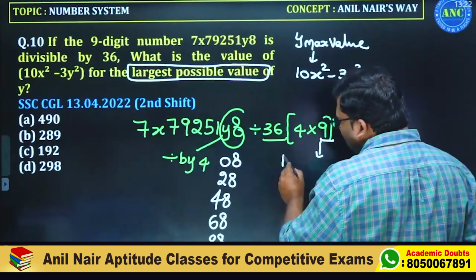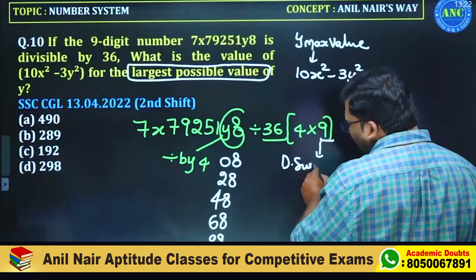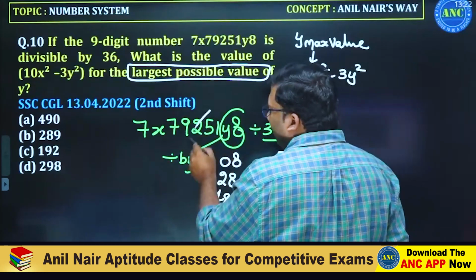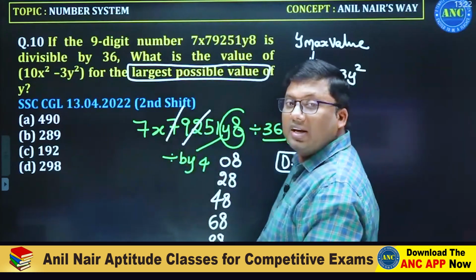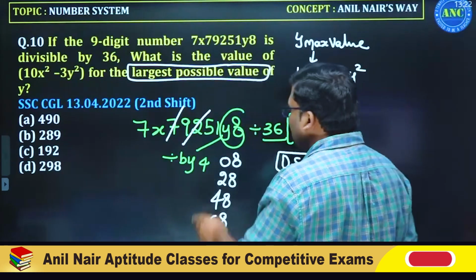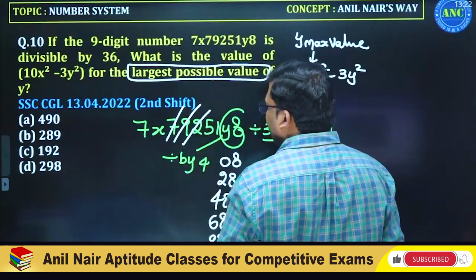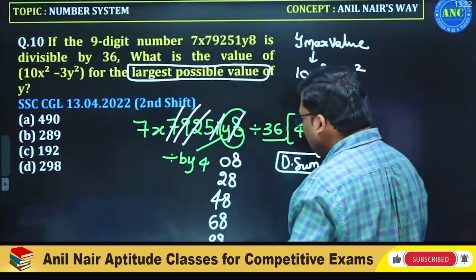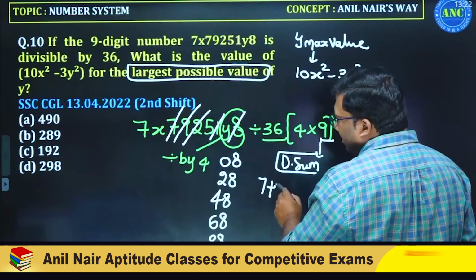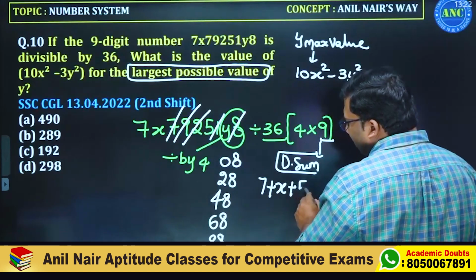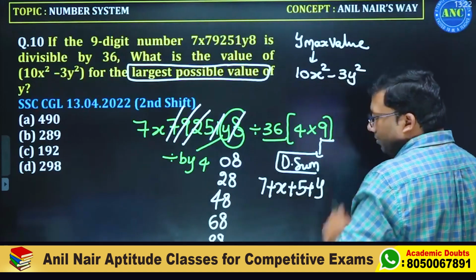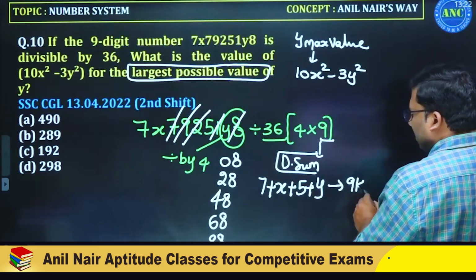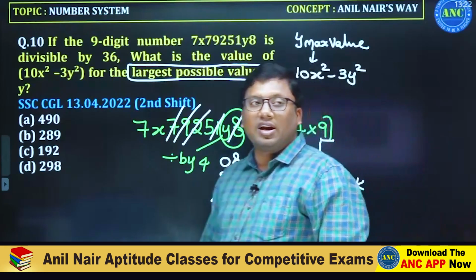Divisible by 9 means the sum of the digits should be divisible by 9, or the digital sum should be divisible by 9. Wherever the sum of the digits is 9, cancel it out. 7 plus 2 is 9. Here also it is 9. Cancel it out. Here also 8 plus 1 is 9. What is left over? 7 plus x plus 5 plus y. It should be a multiple of 9.